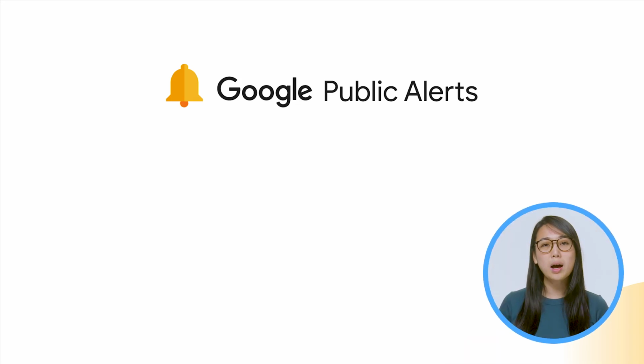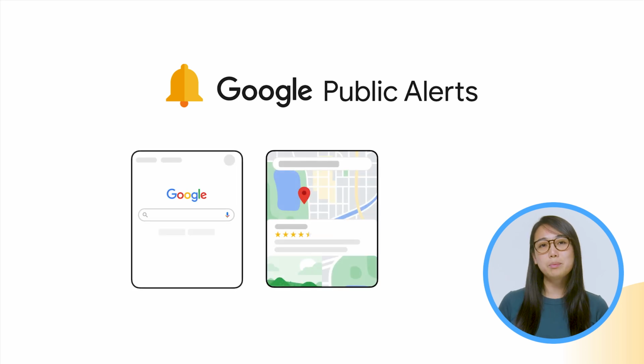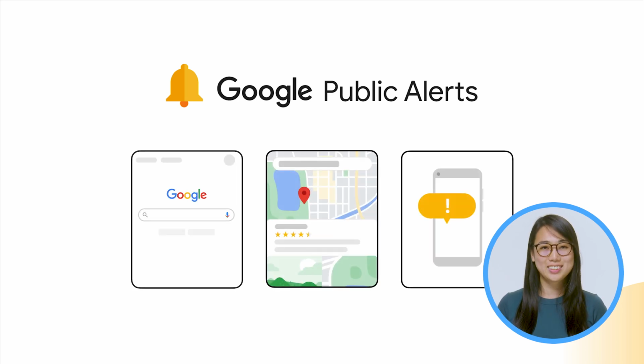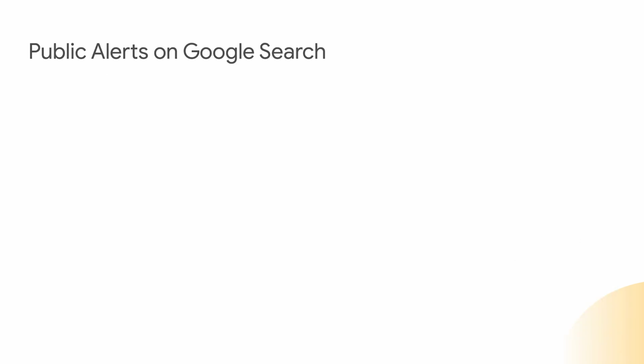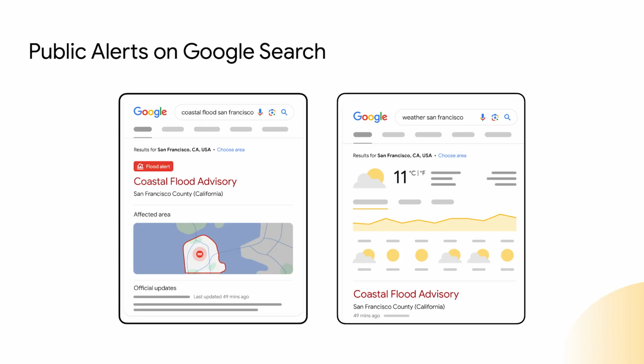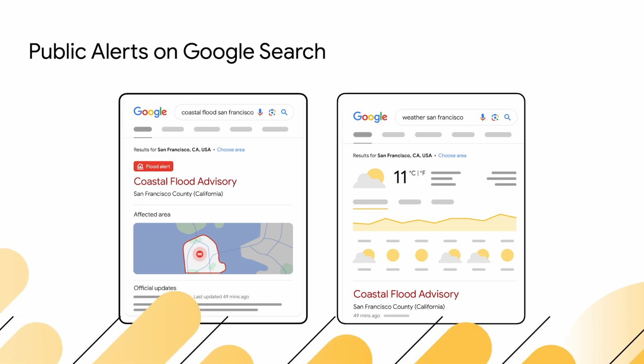During disasters, Google disseminates emergency messages and makes critical information accessible on the Google Public Alerts platform. Your alerts may show up on Google products such as Google Search, Google Maps, and sometimes also mobile notifications. In this video, we'll focus on Google Search. On Search, your alerts may show up in multiple formats when users are searching for relevant queries.